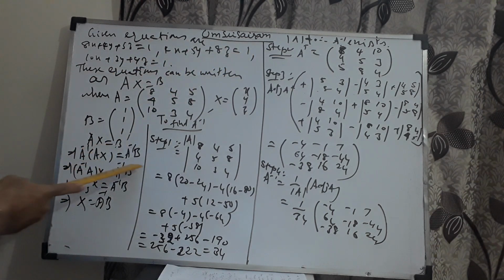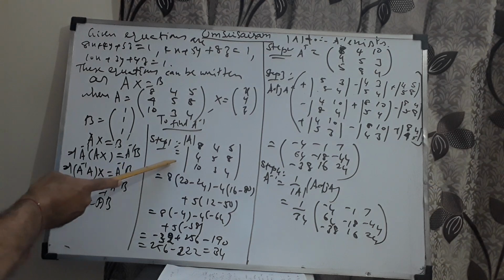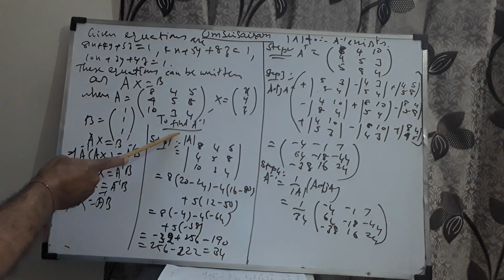AX equal to B. Pre-multiply A inverse on both sides. I don't have enough space, therefore I am not writing the brackets. This can be written as A inverse A into X equal to A inverse B, because matrix multiplication is associative. A inverse A into I3 into X is X. Now I need to find A inverse.